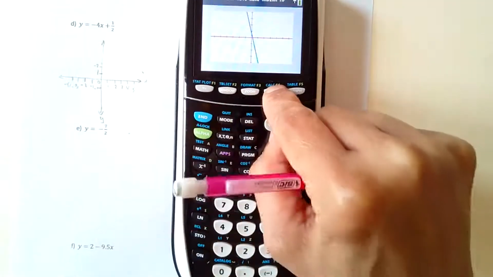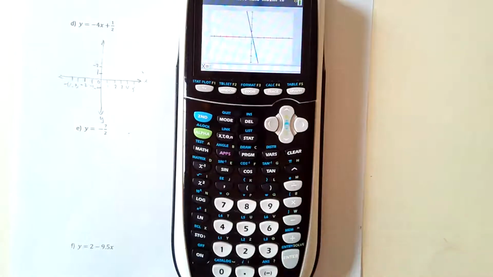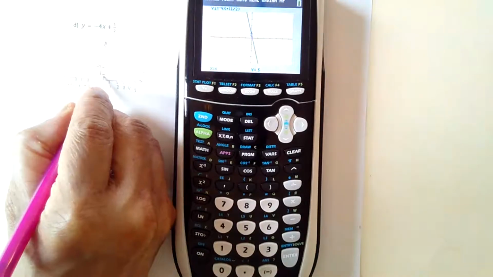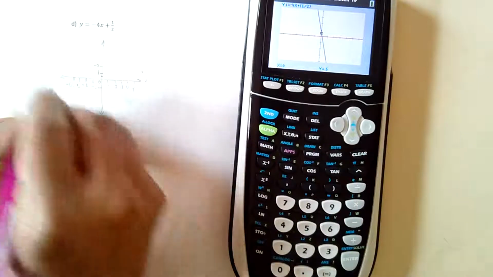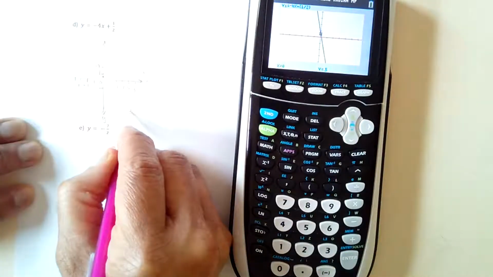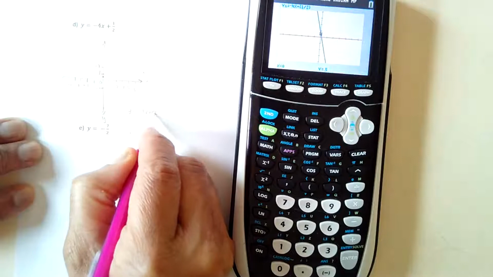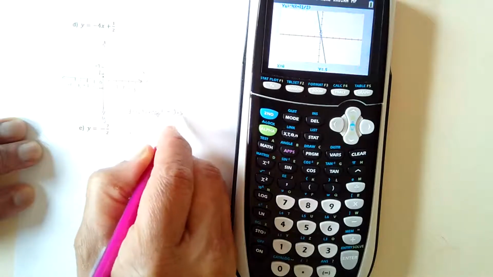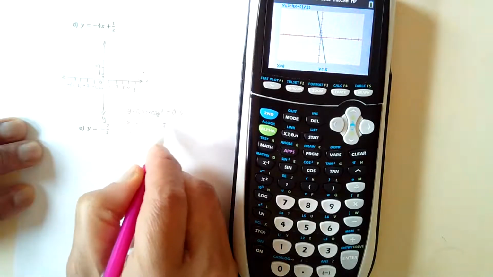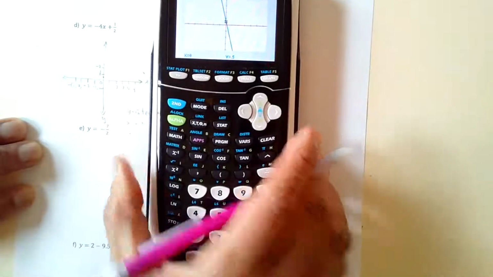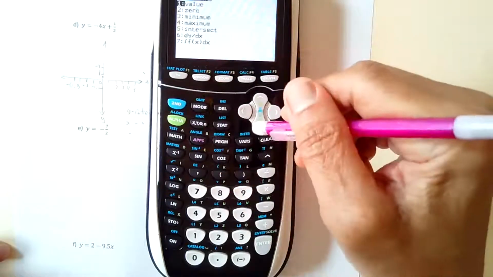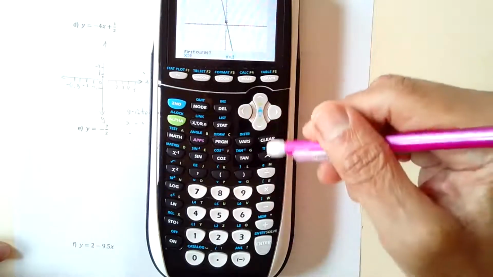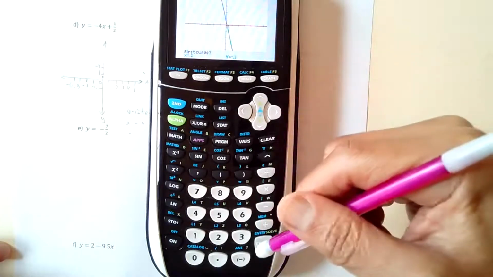So we go second, trace, and you're finding your y-intercept, x equals 0, y equals 0.5. So we know that right away. It's my 0.5 here. So I can write here: y-intercept equals 0.5. Now we need to find the x-intercept. To find the x-intercept, second trace, go to intersect, and you go down to close to the x-axis, press enter, enter.